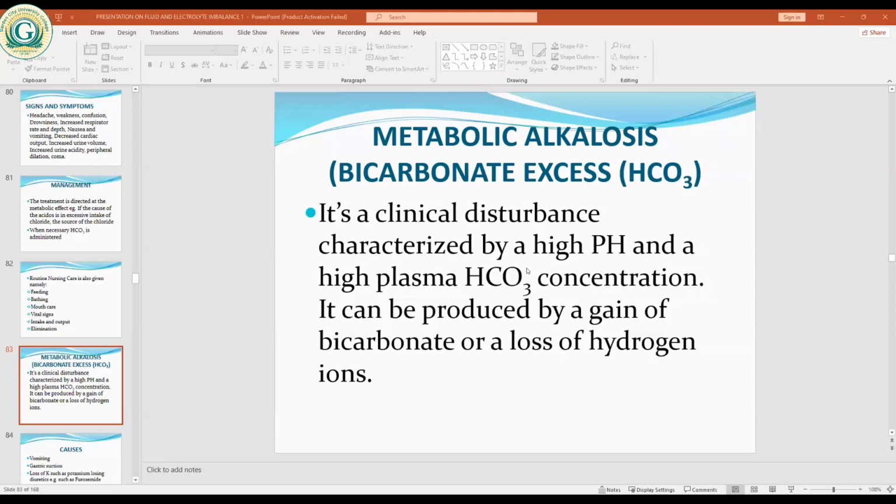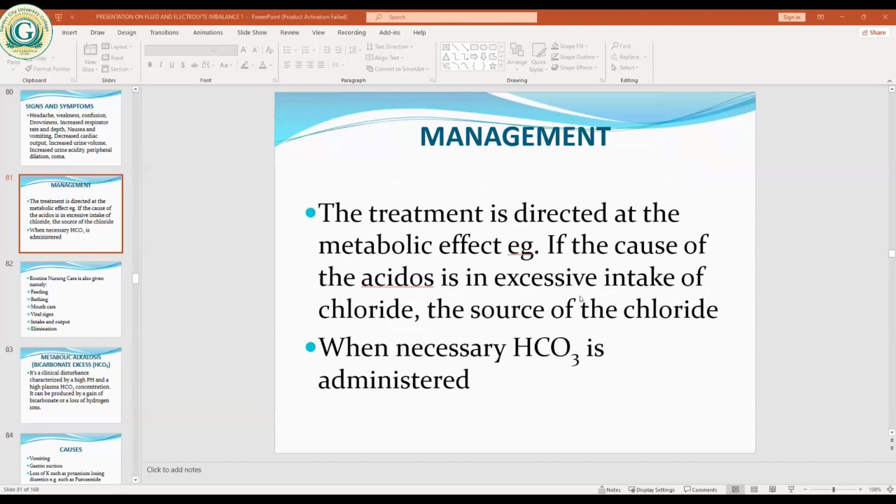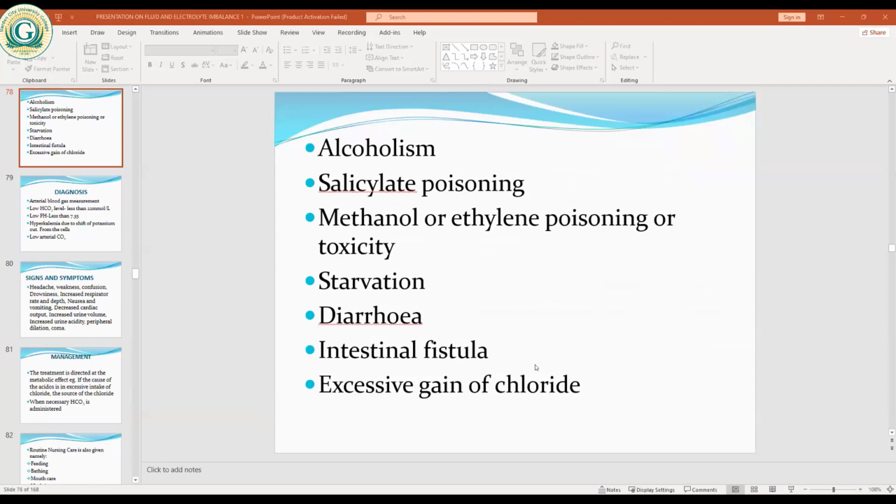Is there any other thing? Yes. Alex, your hand is up. Let's hear you. Yes, please. I want to know why there will be increased urine output in the signs and symptoms. Okay, you want to know why?